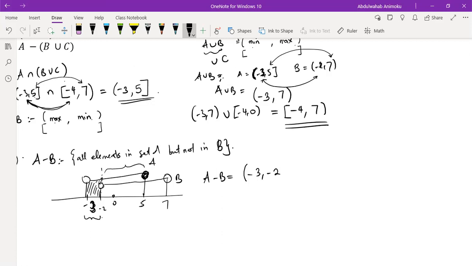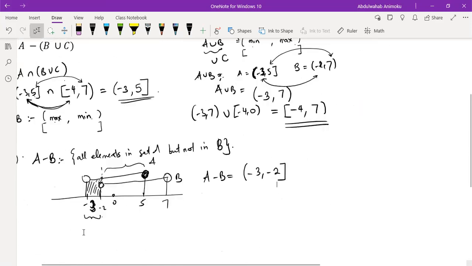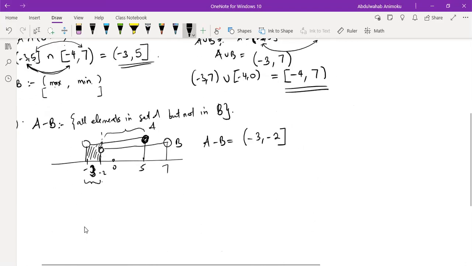As you can see, there's a hole here. So that means this is part of this difference. So this will be A difference B. Good. We'll also do the same thing for B difference C. Now for B difference C, you draw B, which is minus 2 to 7.